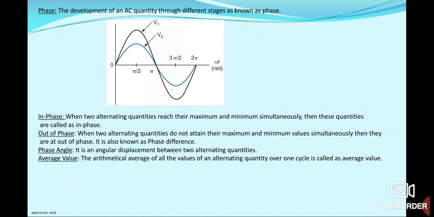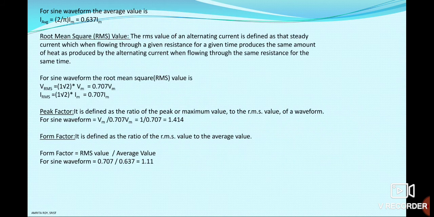Now what is the average value? It is the arithmetical average of all the values present in the alternating quantity over one cycle, and is called the average value. That is, this alternating quantity can be integrated and summed up into little parts, and when we divide the summation of all the little quantities together by the whole, it will give us the average value. For the sine waveform we get the average value as 2 by pi Im, equal to 0.637 Im.